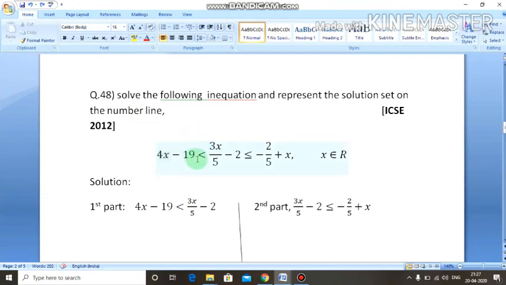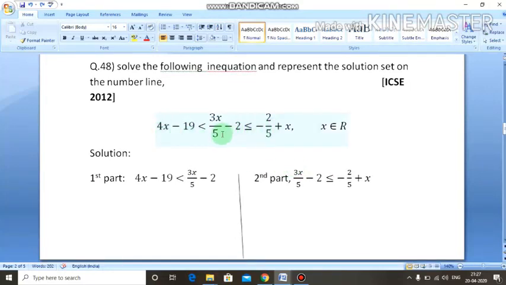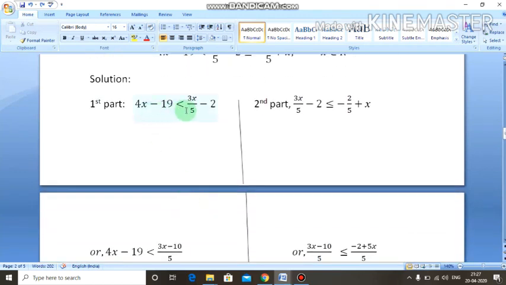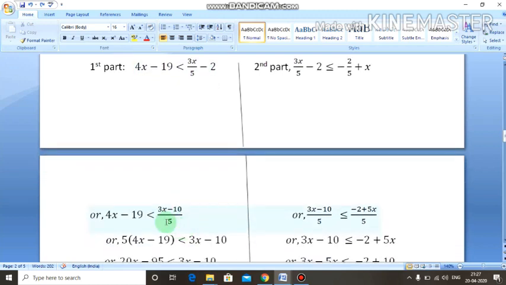The question is 4x minus 19 less than 3x by 5 minus 2, less or equals to minus 2 by 5 plus x, x belongs to R. Again, this solution has 3 parts, so we will divide it into 2. The first part means the first two parts, and we will solve them individually. So let us solve 4x minus 19 less or equals to 3x by 5 minus 2. Keep the left side unchanged, 4x minus 19, and on the right hand side we'll take the LCM. The LCM will be 5. After that, this will be 3x, and this is 10.